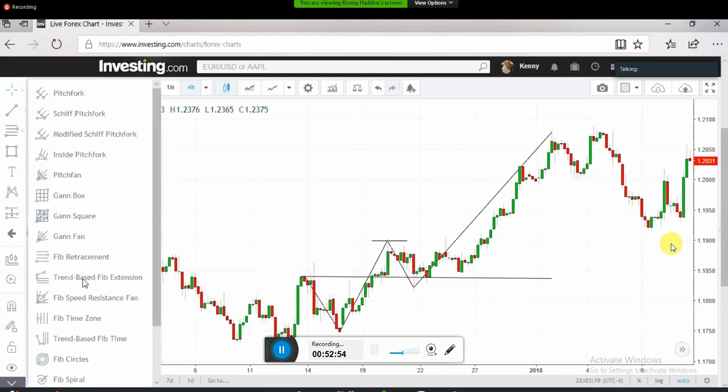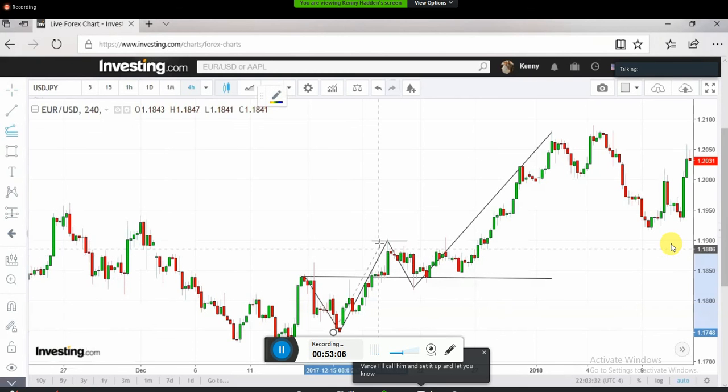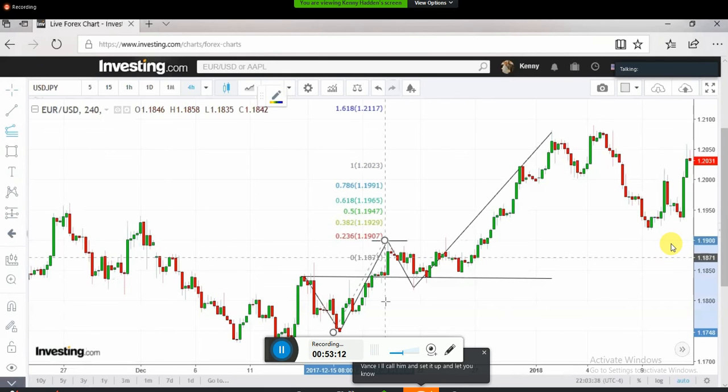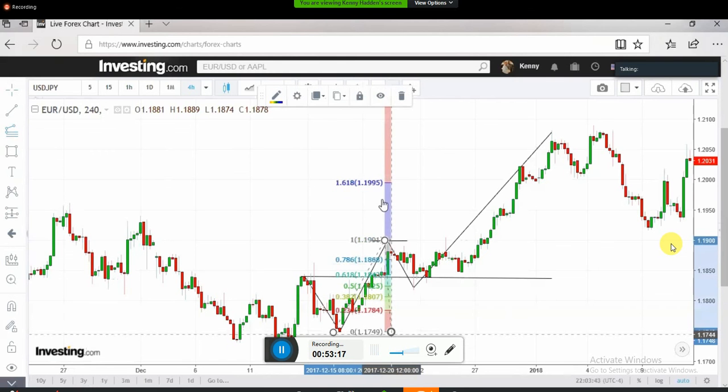And I'll save this for another class. But with this strategy right here, you can also use the fib extender. Let me just.